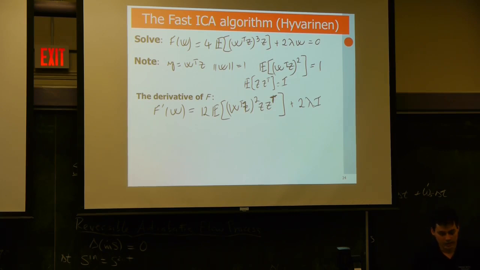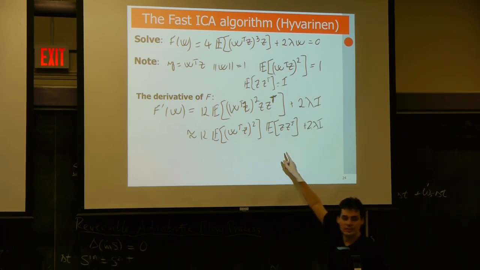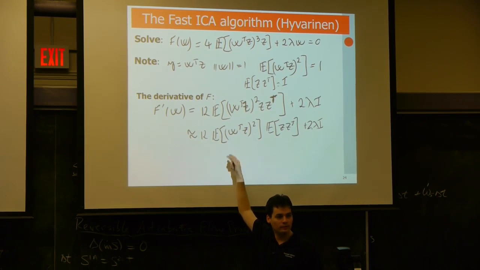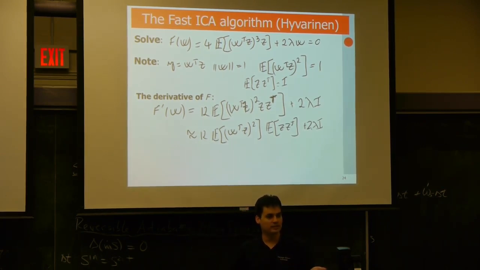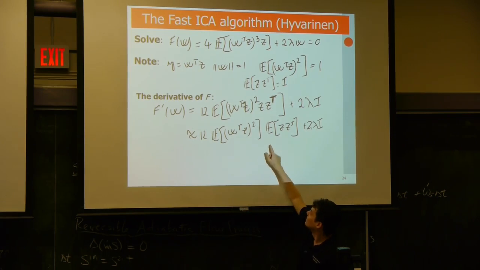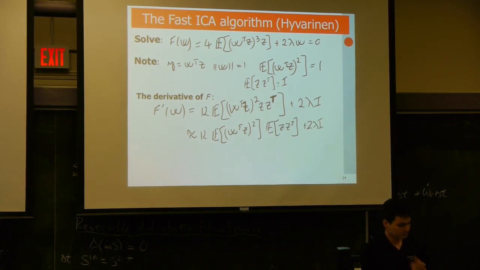Okay. So now what we do here is we say that this is approximately the expected value of W transpose Z squared, times the expected value of Z Z transpose, plus 2 lambda I. So we decompose this. If you do this in midterm or final, I will be very mad. But if you do this, then you can write journals and you can get famous. Because this is just a very crude approximation, but it works here, it seems. Okay?